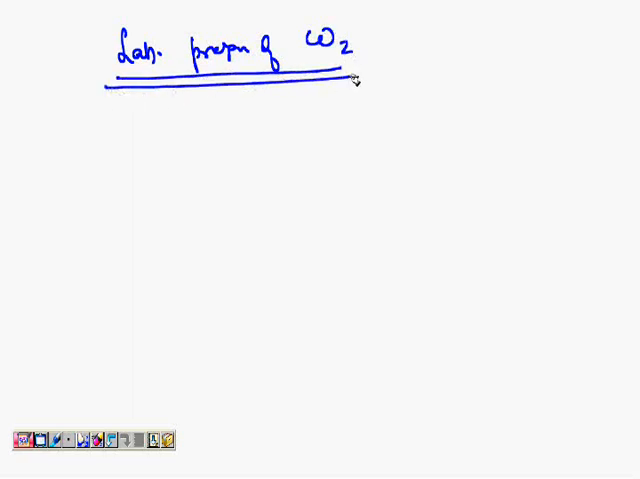Yes, now we are starting with laboratory preparation of carbon dioxide. The first thing over here is what are the chemicals used for preparation of carbon dioxide. The chemicals that are used are marble chips, that's CaCO3, and dilute HCl.